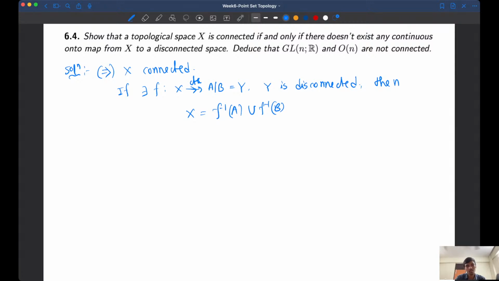So here, f inverse A and f inverse B are non-empty as f is onto. Because of the ontoness, I have that f inverse B and f inverse A are non-empty, and already A, B are non-empty, so both are non-empty.